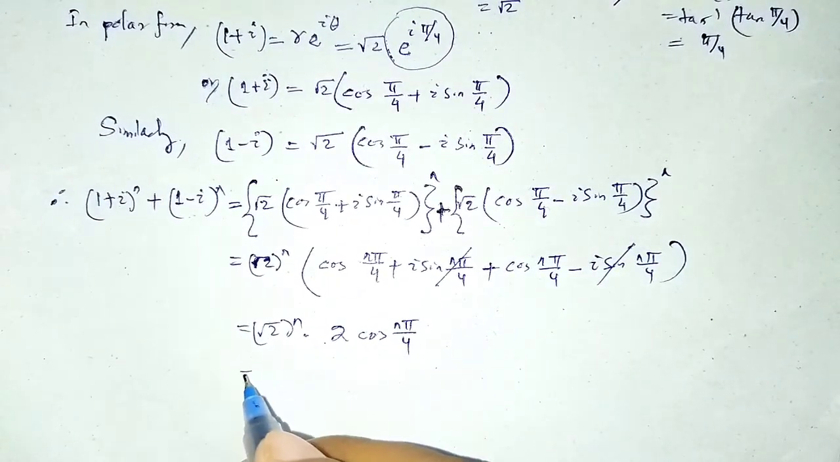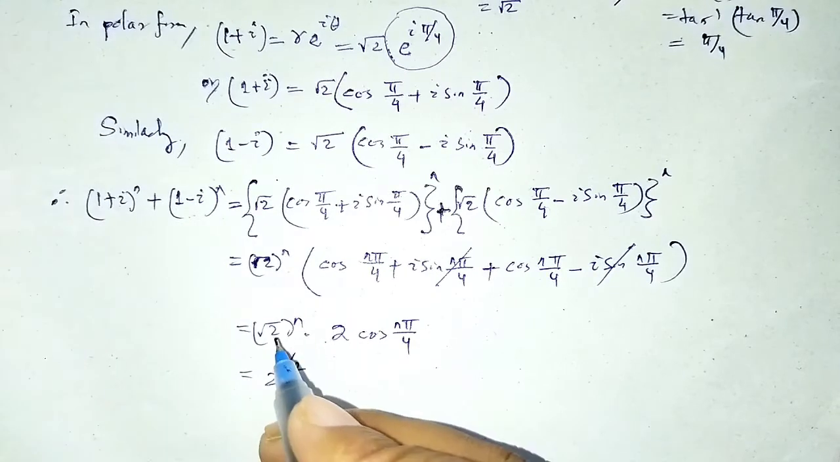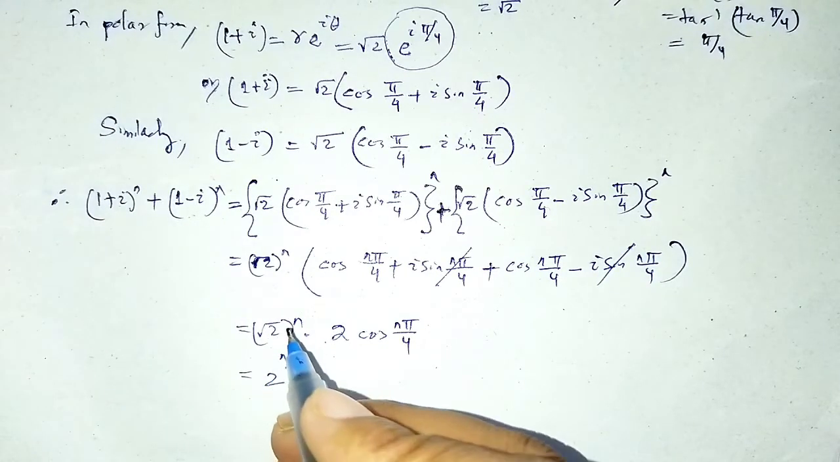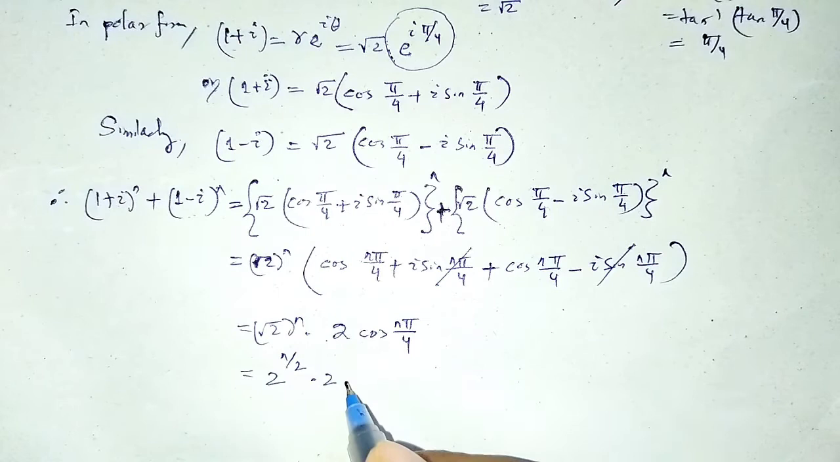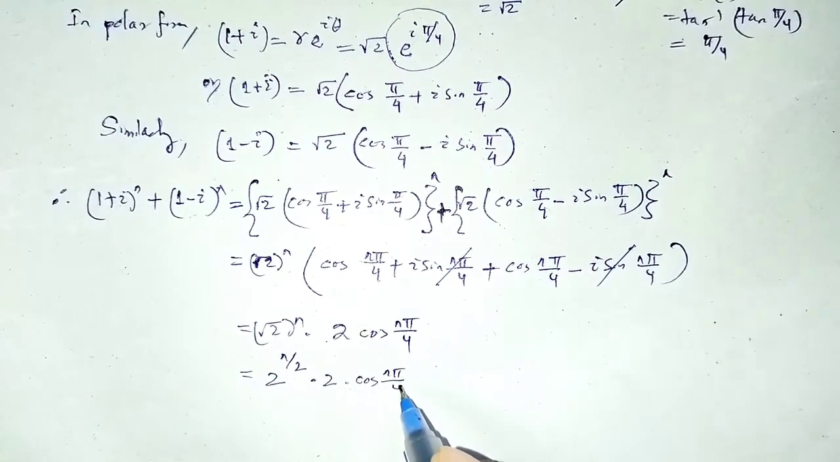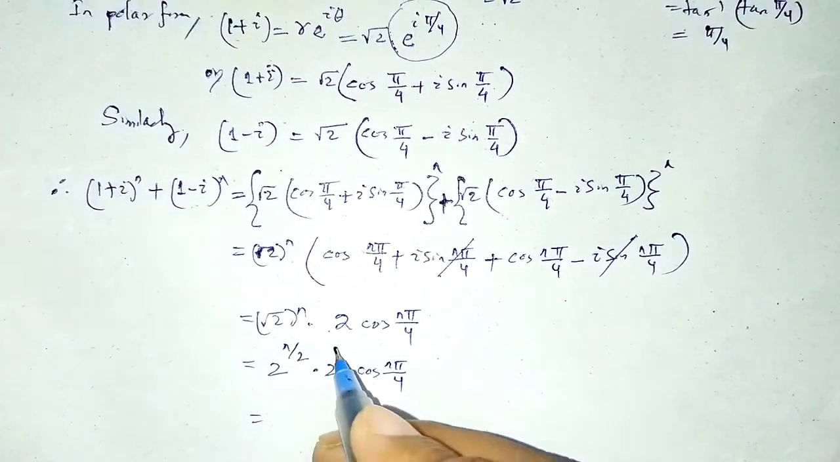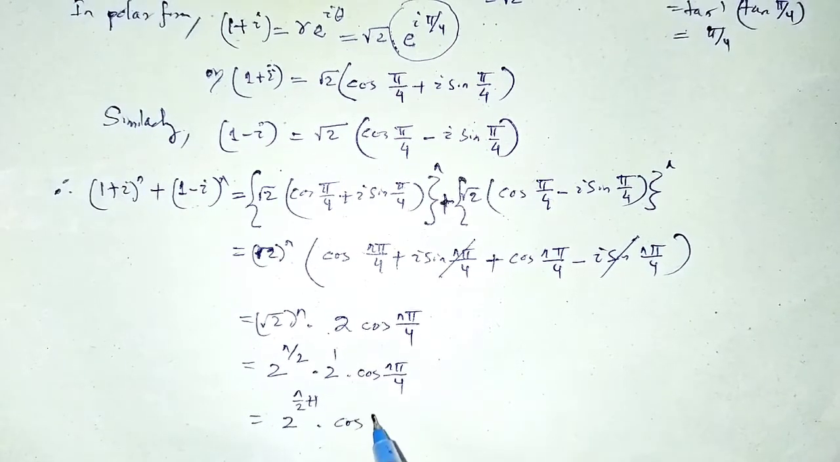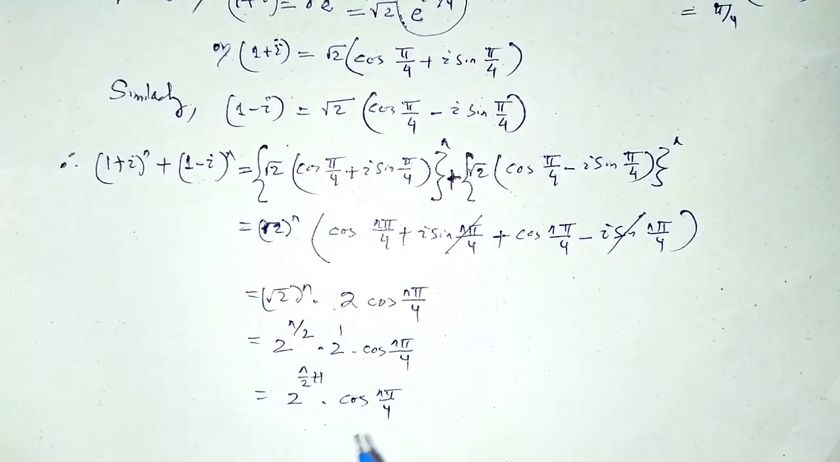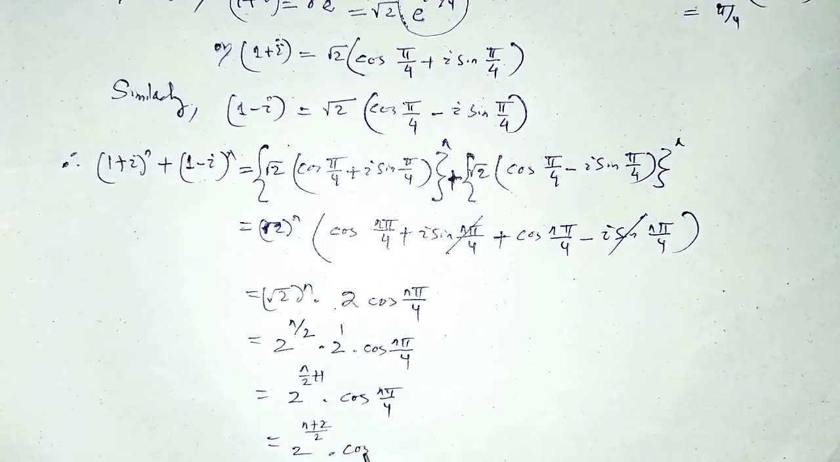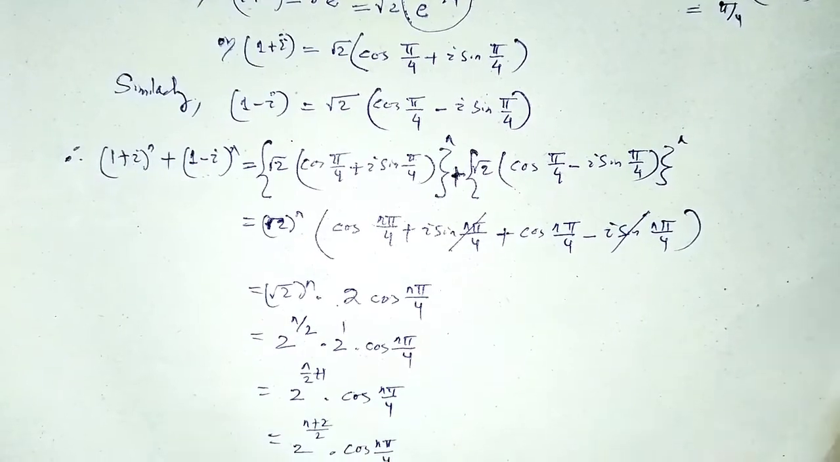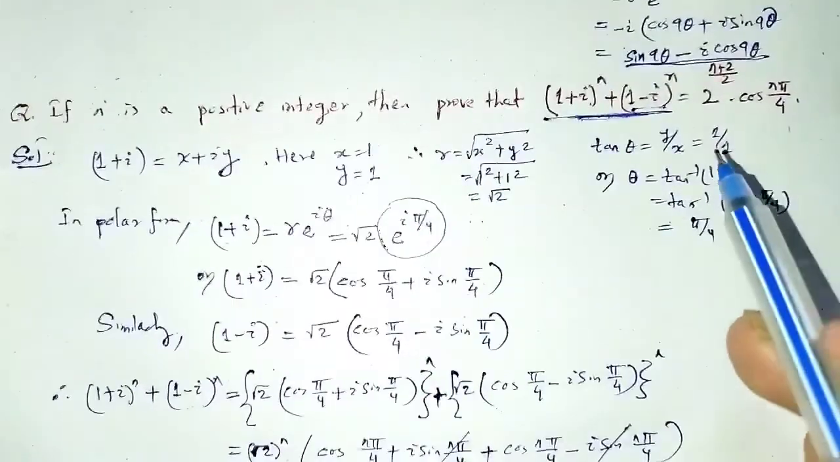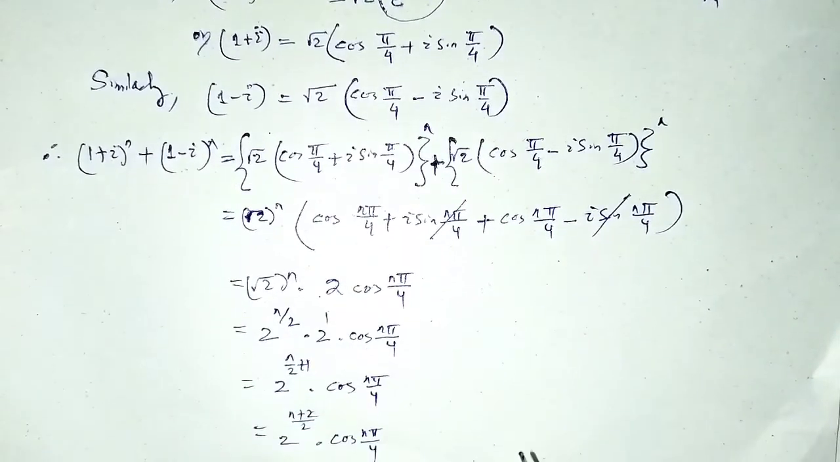Now this is 2 to the power n by 2, as root 2 is equal to 2 to the power half. So half into n, that is n by 2, into 2 cos n pi by 4. So 2 to the power n by 2 times 2 to the power 1 will be 2 to the power (n by 2 plus 1) into cos n pi by 4, which is equal to, taking the LCM, 2 to the power (n plus 2) divided by 2 into cos n pi by 4, as is shown. We have to prove that one. So here it is proved.